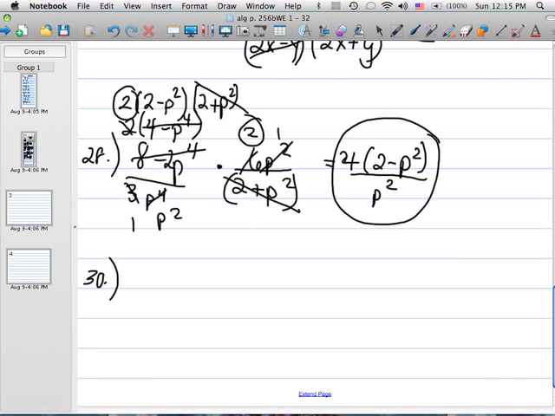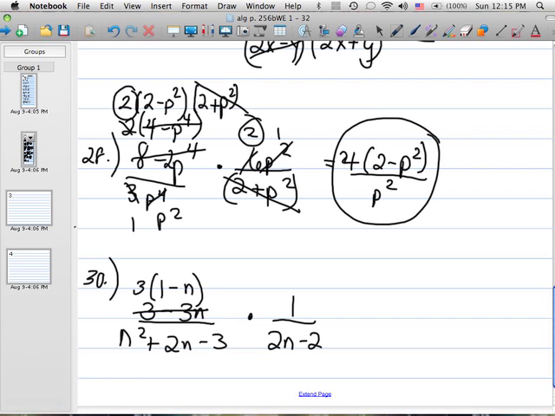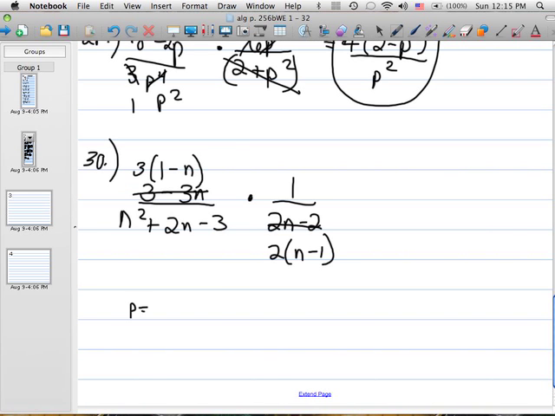Problem number 30, we have 3 minus 3n over n squared plus 2n minus 3, divided by, change it to multiplication, the quantity 2n minus 2, so we need to write the reciprocal of that. The 3 minus 3n, you can pull out the greatest common factor of 3, and that leaves you 1 minus n. The 2n minus 2, take out a 2, and you have n minus 1. The trinomial, the product is negative 3, the sum is 2. So the factors are 1 and 3, and since the sum has to be 2, the 1 has to be negative. So that breaks down to n minus 1 and n plus 3.